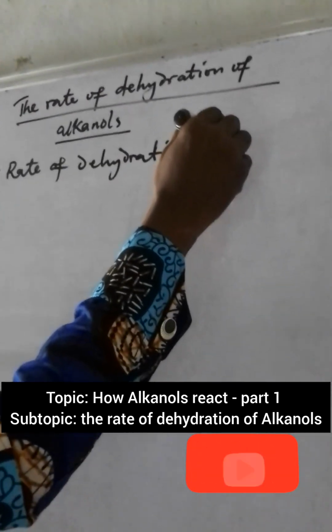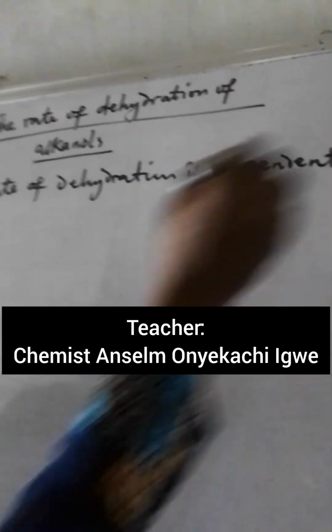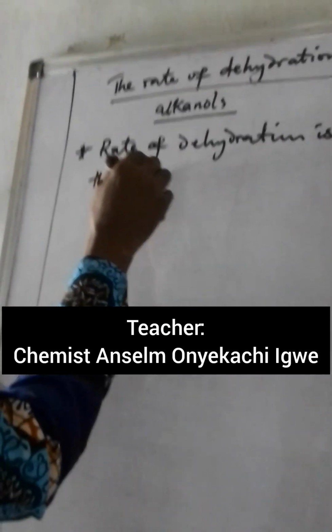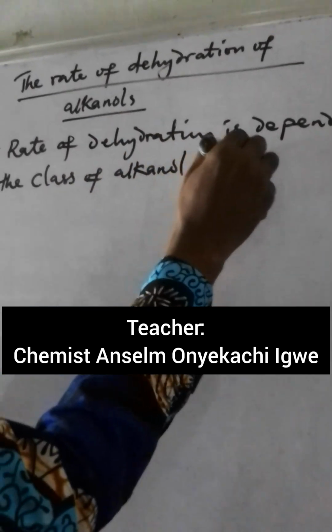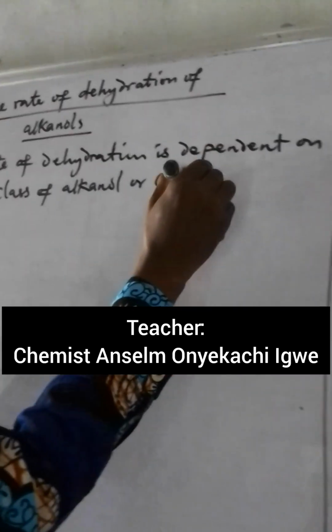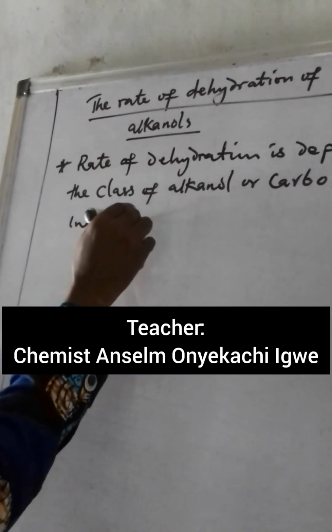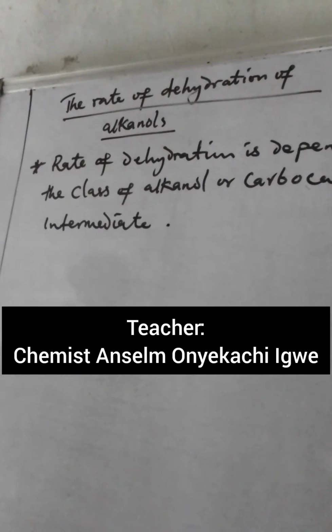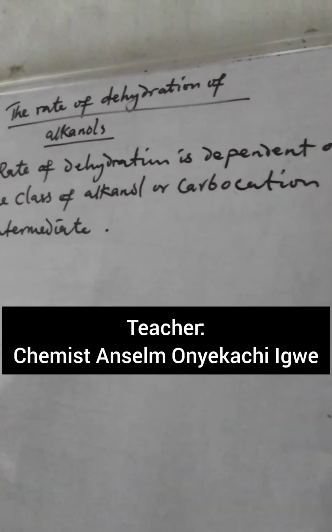is dependent on the class of alkanol or carbocation intermediates. The rates of dehydration depends on the class of alkanol or carbocation intermediates.